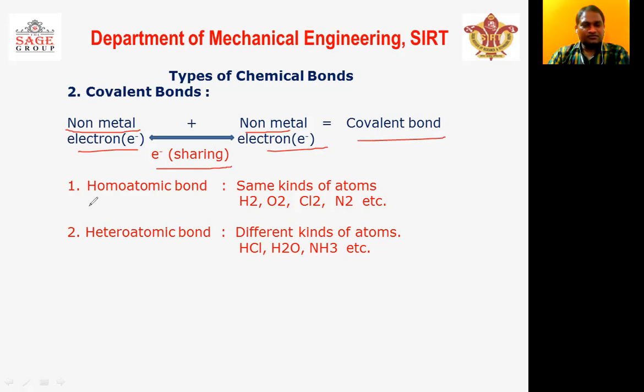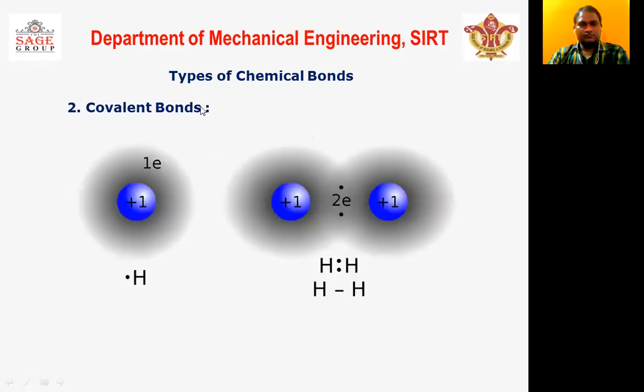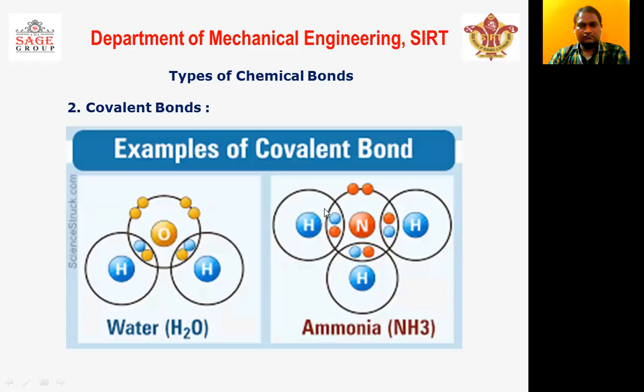In the covalent bond, there are two types of bonds: homoatomic bond and heteroatomic bond. In the homoatomic bond, the same kinds of atoms are there: H2, O2, Cl2, N2. In the heteroatomic bond, there are different kinds of atoms: HCl, H2O, NH3, etc. So this is the example of covalent bond. Here the example taken is H2O.